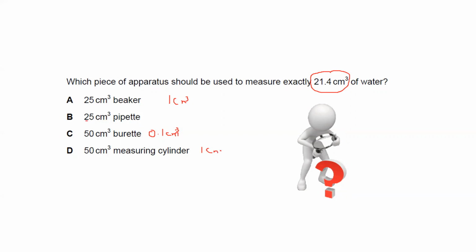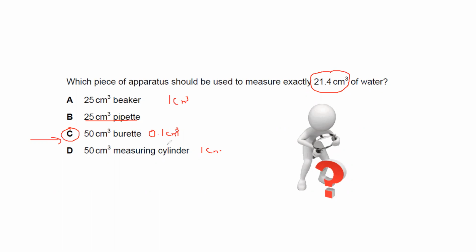A pipette can only measure 25, so it cannot be the pipette. So what are we left with? We are left with C, a burette, which is 50 cm cube. When we say a 50 cm cube burette, it means the maximum value it can record is 50, but the smallest is 0.1. So it is like 0.1, 0.2, 10.1, 13.1, 21.4.